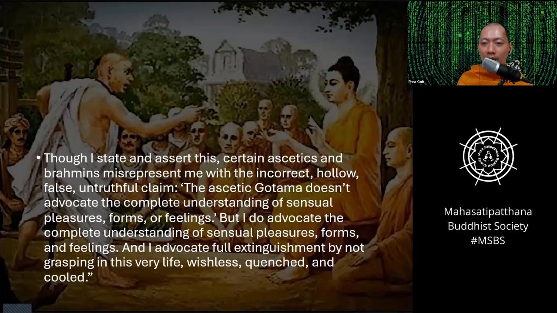So the 6 fields of contact are your 6 sense bases: your eye, ear, nose, tongue, body, and mind. So these are the 6 senses.